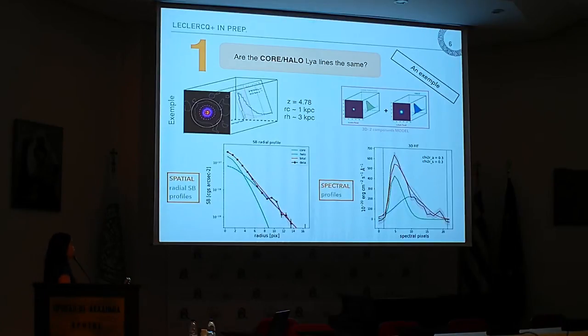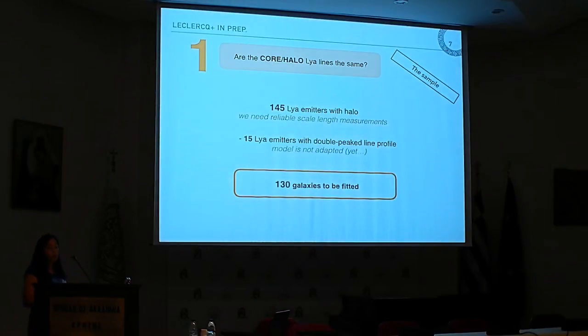The data are in black. It's a nice asymmetric Lyman alpha line. The red is the total fit. The green is the spectrum of the core component, and the blue is the spectrum of the halo component. So we did this exercise for all our Lyman alpha halos for which we had reliable scale length measurements, because the fit relied on that.